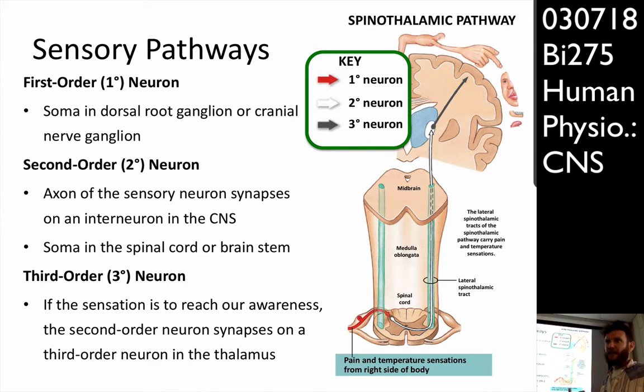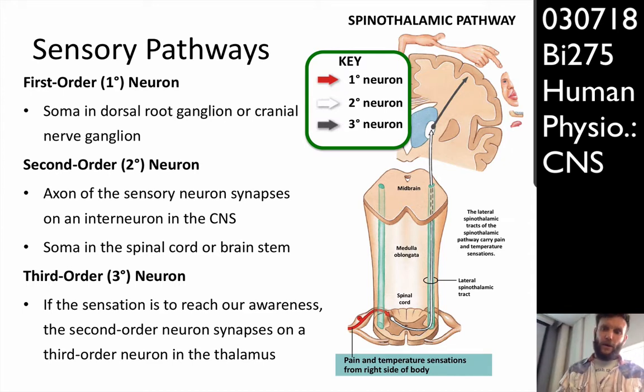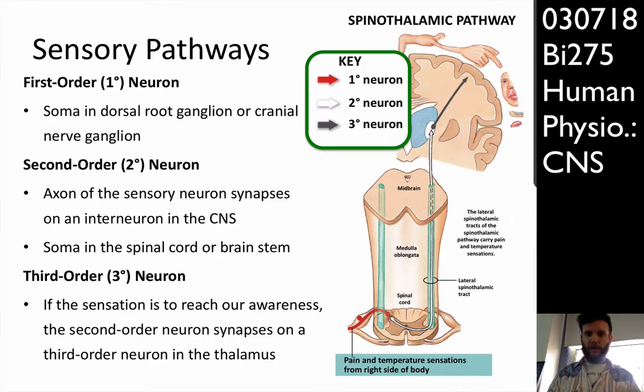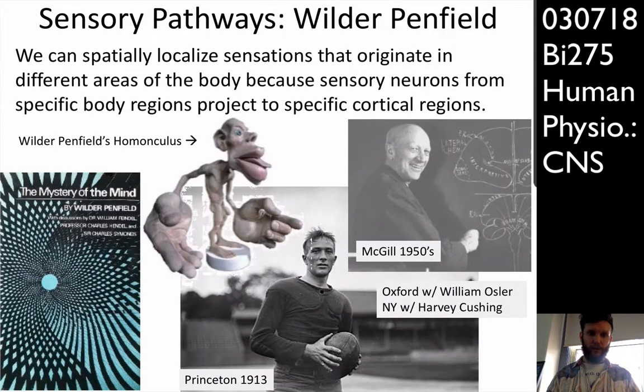With reflexes, say there's a muscle stretch reflex, that sensory neuron comes in, synapses on the second order neuron, and it can have a collateral branch that synapses on a motor neuron without having to ascend to elicit the reflex response. And then the third order neuron is simply the neuron that projects up to the cortex, to the somatotopic area somewhere in your cerebrum.